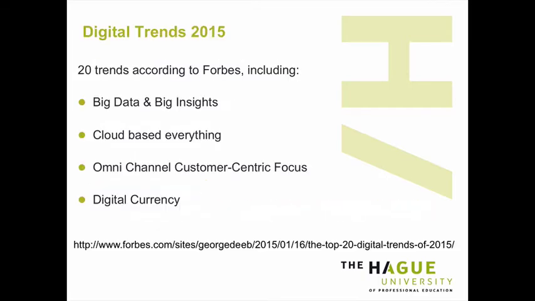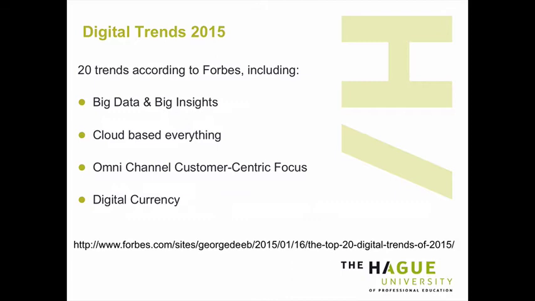So to get into it, the digital trends in 2015, there were 20 trends according to Forbes. Now I'll put the link to this article on and you can have a look, but they have a lot more detail in the link. You can go and take a look, but they're talking about things like big data and big insights, cloud-based everything, omni-channel customer-centric focus. And what they mean by that is omni-channel is lots of different channels. So one example of that is, for example, KLM Airlines are using now things like Twitter and Facebook for their customer service, and the customer-centric means that they're really focusing on customers now and customers' needs.